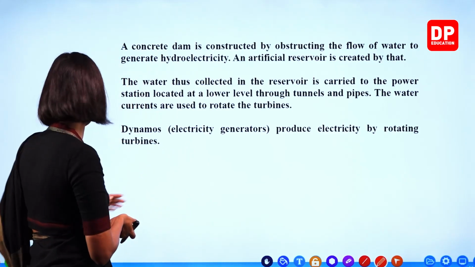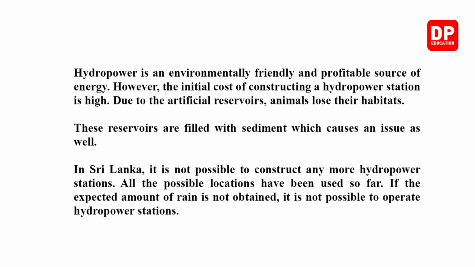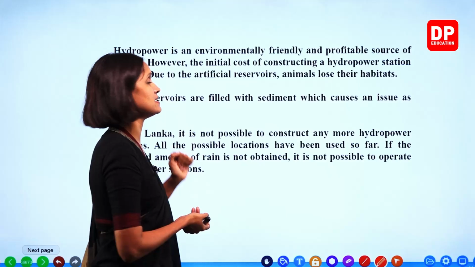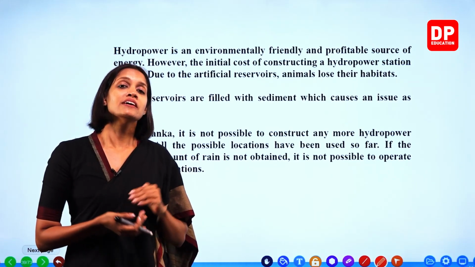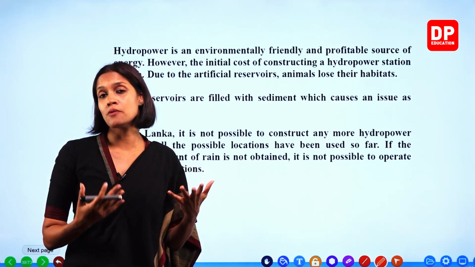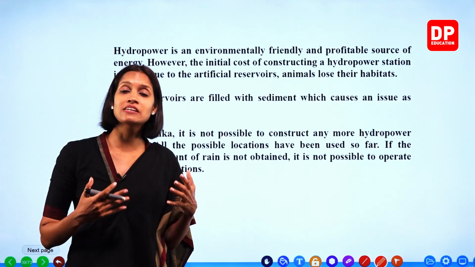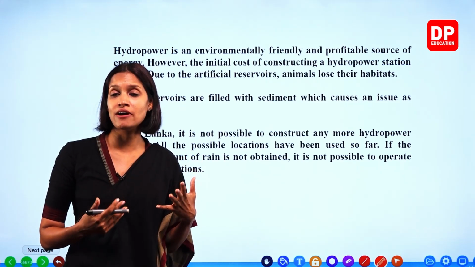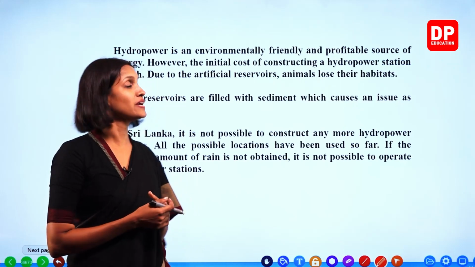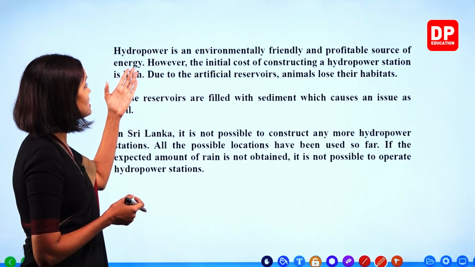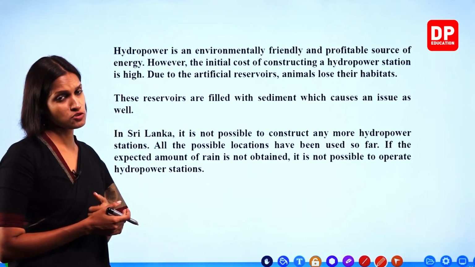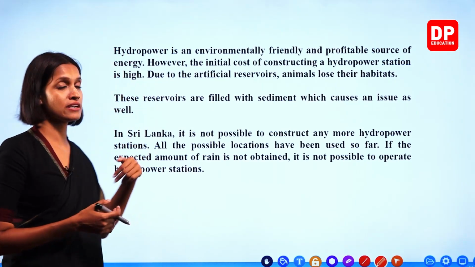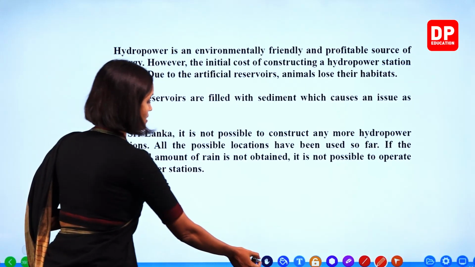Hydropower is an environmentally friendly and profitable source of energy. When we consider hydropower plants, they don't produce harmful gases. Basically because of this reason it is environmentally friendly. However, the initial cost of constructing a hydropower station is high. So here advantages and disadvantages are both there. We will write them separately.